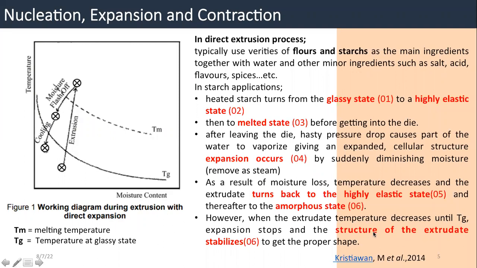However, the extruded temperature decreases until Tg, then the temperature reduces further until the glassy state. Expansion stops and the structure of the extrudate stabilizes to get the proper shape. It means you can get the product now. The temperature has decreased to somewhere around room temperature, ne, then me patan gatta temperature ekata wage awilla.